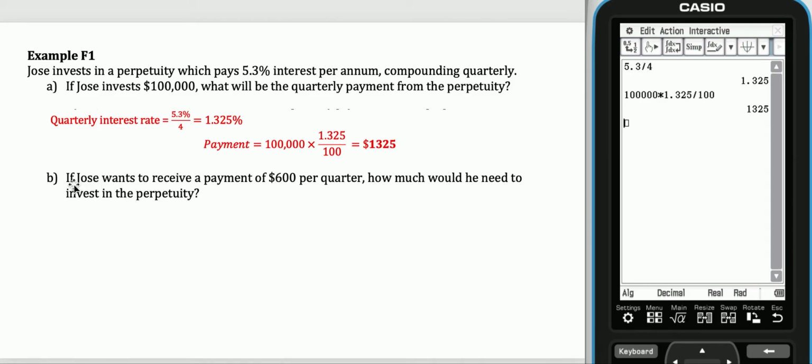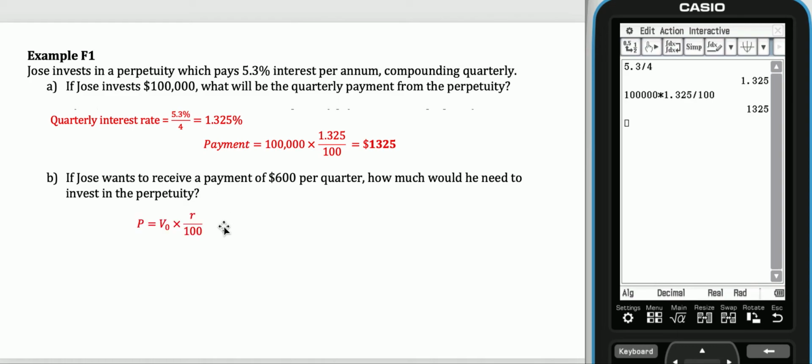The second part of the question says, if Jose wanted to receive a payment of $600 per quarter, so maybe he's decided that he doesn't actually need this much money, he only wants $600 per quarter, how much would he have needed to invest in the perpetuity? This one's saying we don't know V0, but we're going to try to work it out. So it's one where we're going to have to use the formula backwards.